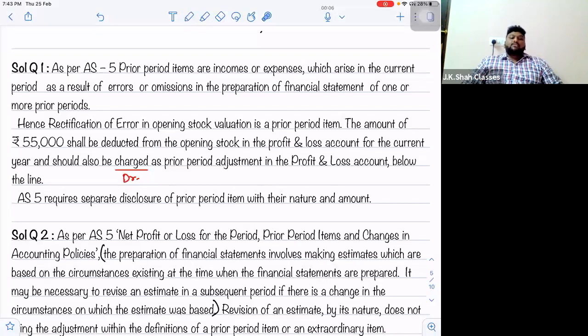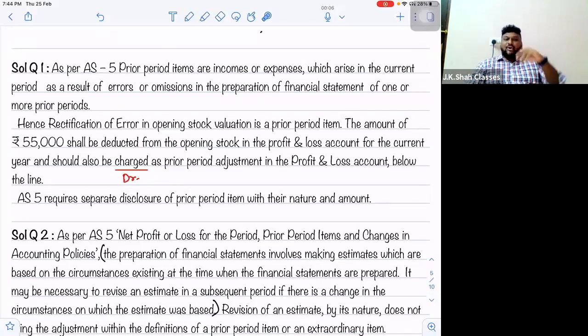Sir, the journal entry over here will be P&L account debit to opening stock. So the value of opening stock has to be reduced. And when you reduce the opening stock, it means you have to credit the opening stock. So if you want to credit the opening stock, what will be debited? Sir, the P&L account only has to be debited.